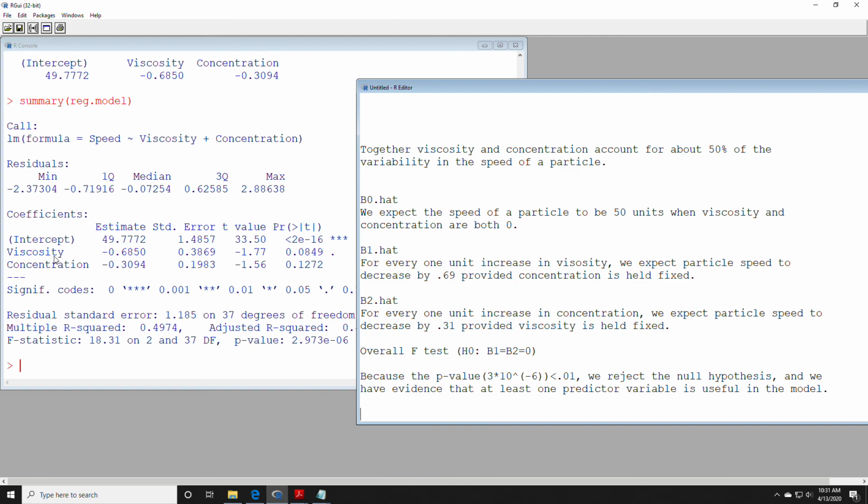But the main point is you should not kick both out of the model and declare that neither one of these is useful, because that is exactly the wrong conclusion. This very low p-value suggests that we have strong evidence that at least one of these is useful.